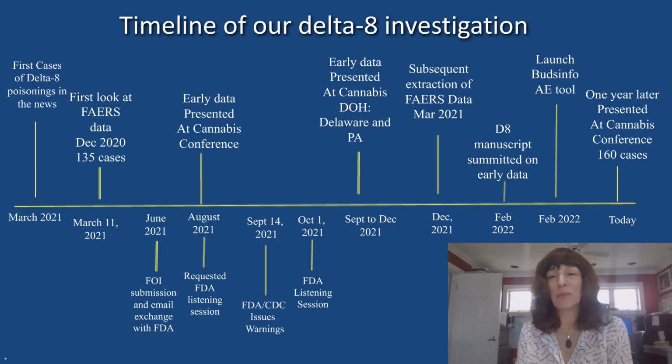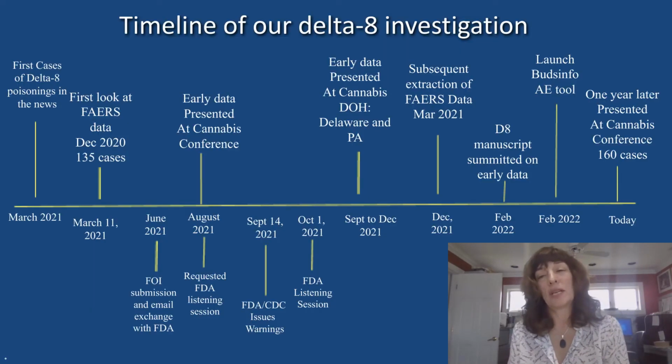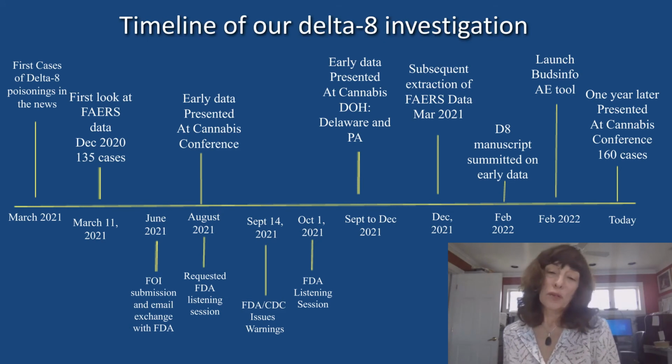So this is the timeline of our Delta 8 investigation. I'd just like to take a moment and go through this so you can see how I've been monitoring this. One year ago, the first Delta 8 cases were in the news from poison control centers, and I looked at this, and this is the 135 cases that I presented today.